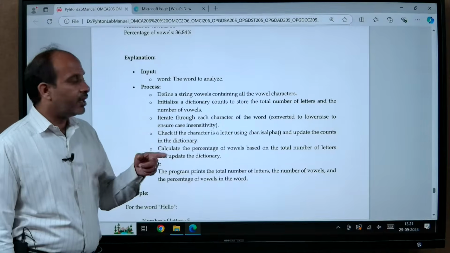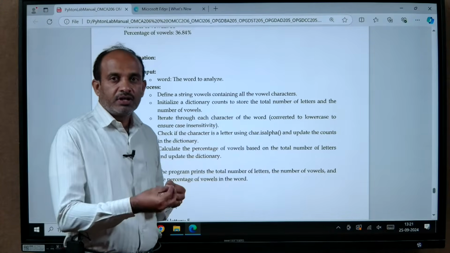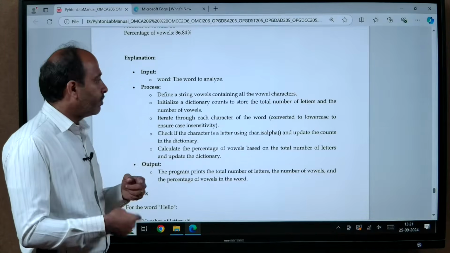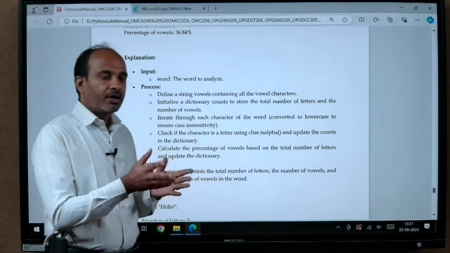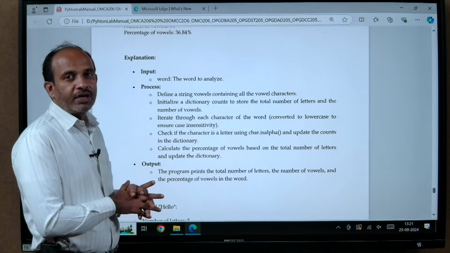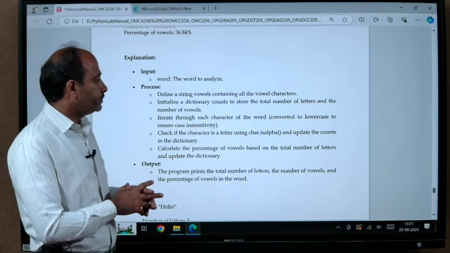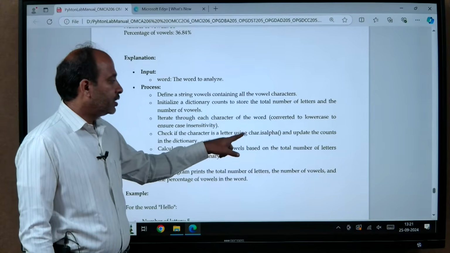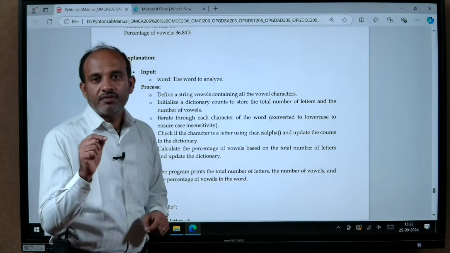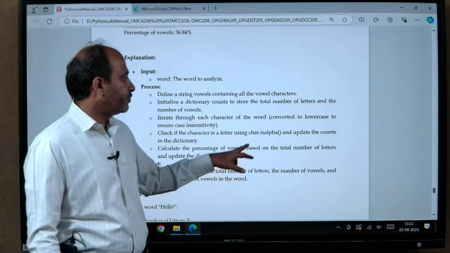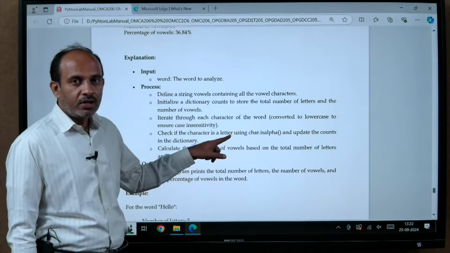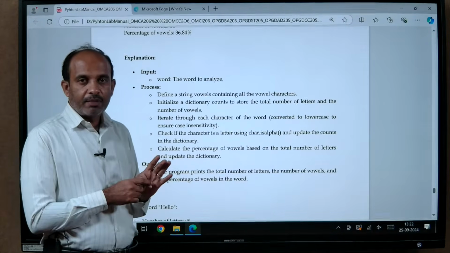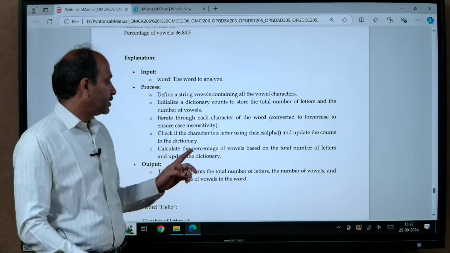Now, we need to iterate through each character of the word. Whatever word you have entered as input, we need to go one by one, and of course there will be a lowercase or uppercase conversion here, to make sure that all are in the same case. Now, if the character is a letter, using char.isalpha we are checking whether the character is an alphabet or not. If it is, then we update the count in the dictionary.